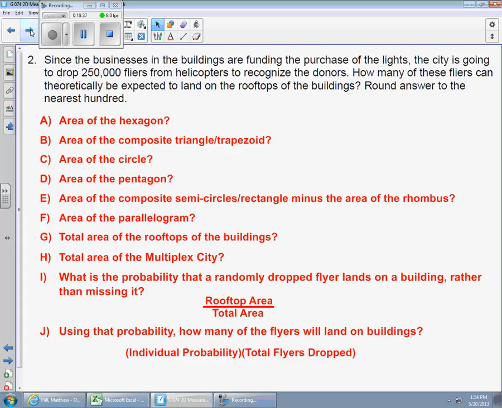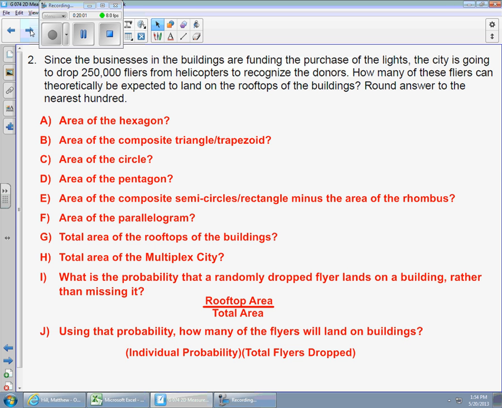How much area is covered by the buildings compared to how much area there is with the shopping center? Well, the first six questions here are basically the same six questions as you did for question one, but now we're not looking for perimeters, we're looking for areas. So we're going to need to know the areas: the area of the hexagon, the area of the composite triangle trapezoid building, the area of the circle, the area of the pentagon. E has one key difference.